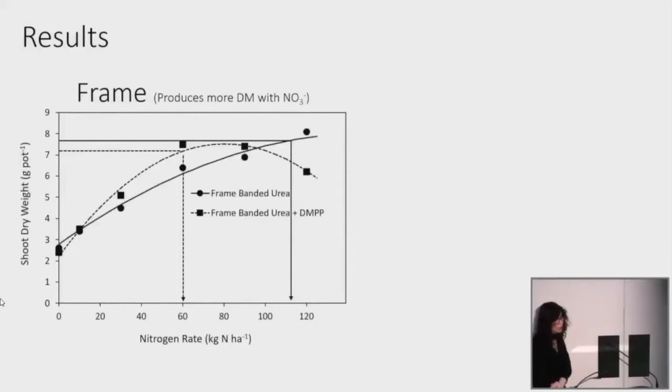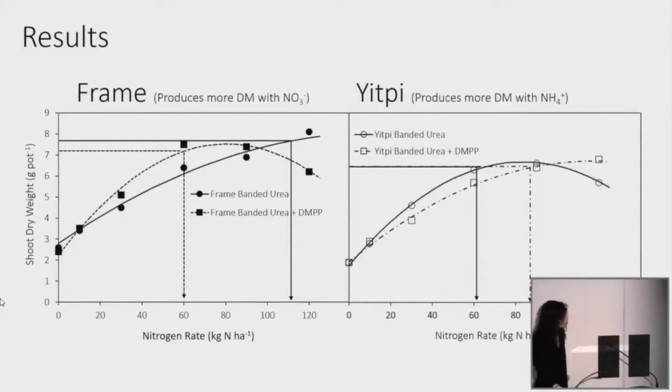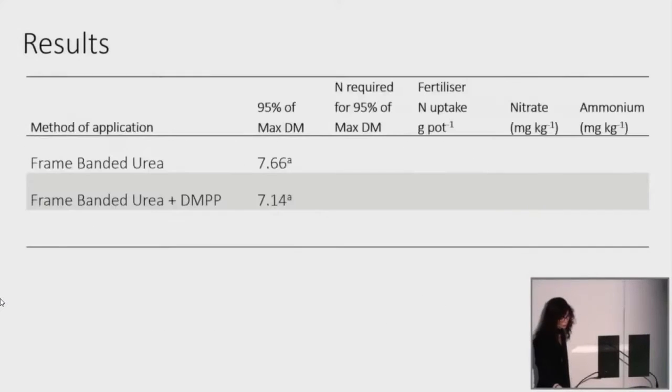However, for the banded urea treatment, it required 112 kilograms of nitrogen to achieve 95% of maximum shoot dry weight. If you look at the same graph for Yitpi, it shows Yitpi required 86 kilograms of nitrogen per hectare to produce 95% of maximum shoot dry weight when urea plus DMPP was banded, and only 62 kilograms of nitrogen per hectare when urea was banded.